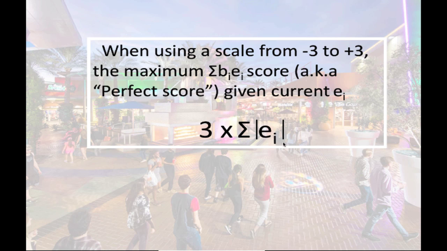All right, so again, you're going to use the absolute value of the evaluation scores. You're going to add those together and multiply times 3. And that will give you the perfect score as a benchmark from which to compare your attitude score, the attitude toward your particular store or brand or product, whatever it is that you're diagnosing.